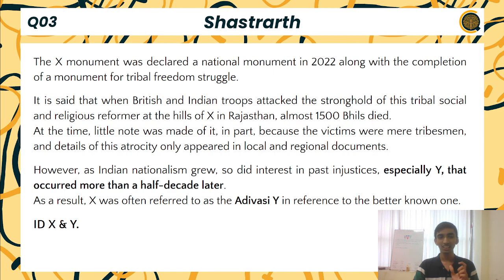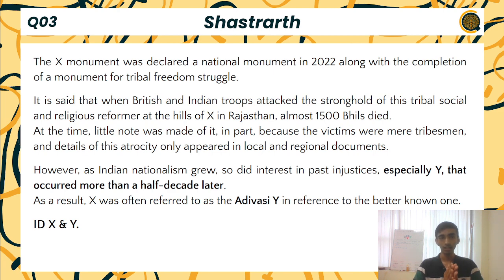At the time, very little note was made of it because the victims were tribesmen, and details of this atrocity only appeared in local and regional documents. However, as Indian nationalism grew with time, so did interest in past injustices by the British, especially why that occurred more than a half decade later. As a result, X was often referred to as the Adivasi Y in reference to the better known one.